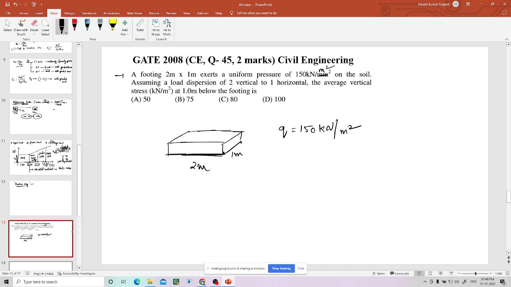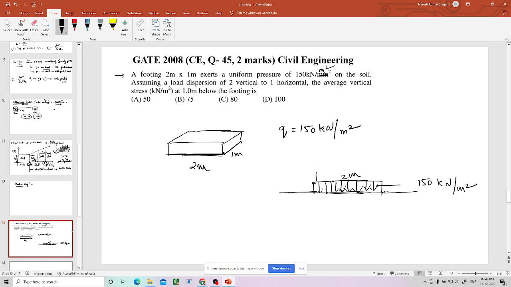Now on the soil, assuming a load dispersion of 2 vertical to 1 horizontal, the average vertical stress at 1 meter below the footing. So what do I do first? I'll just draw only one view, one front view. Okay, this is 2 meter. Okay, there is a load. It is exerting some pressure. How much? 150 kilonewton per meter square here.